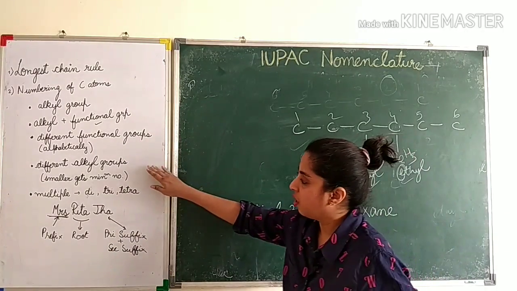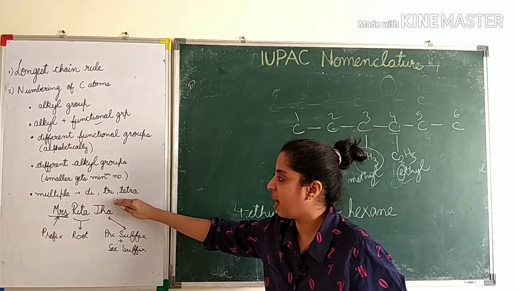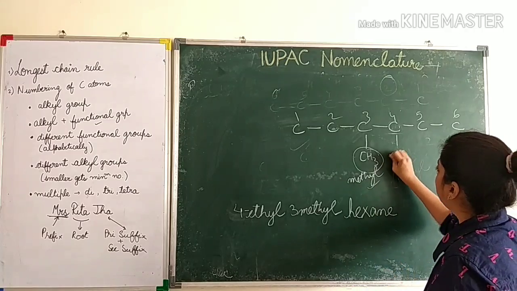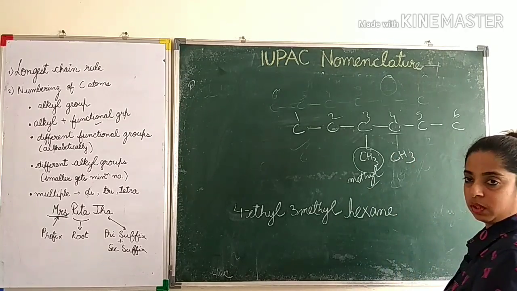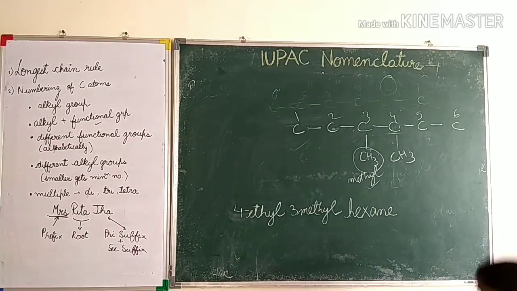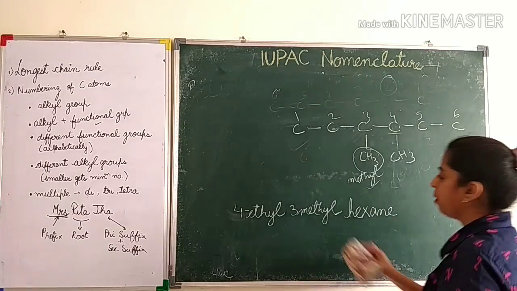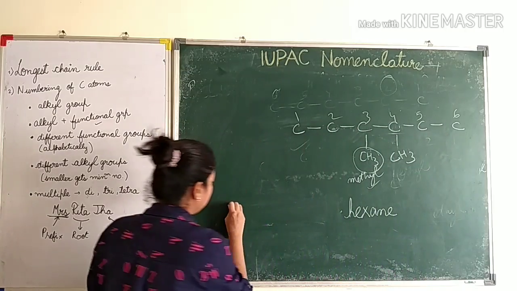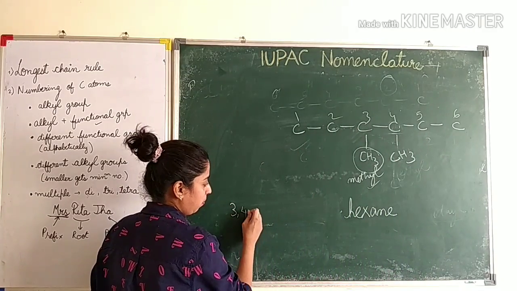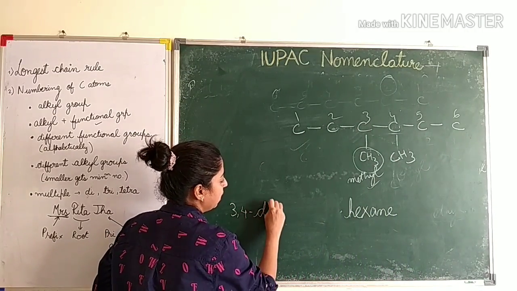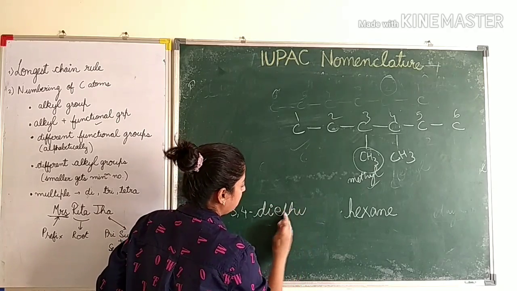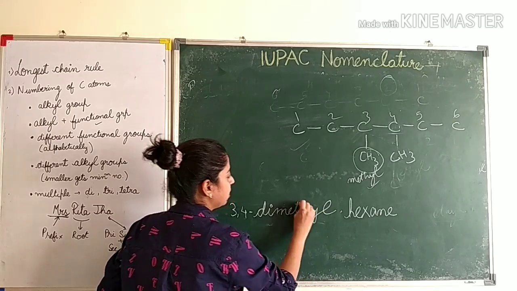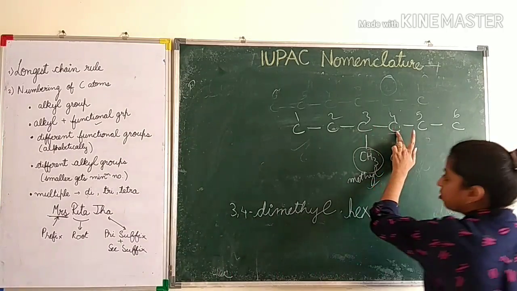Our next point is that when there are multiple groups, then we will write di, tri or tetra. Now for example, here also we get a methyl group, right? So here also there is a methyl group. How will we write the name? Now it is at position 3 and 4. So we will write 3, 4, okay, dimethyl hexane. Okay, so 3 or 4, पहले उसकी position लिखेंगे.